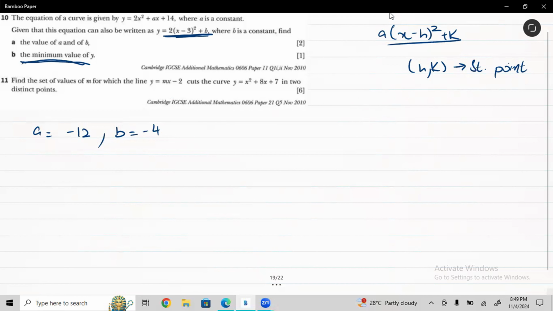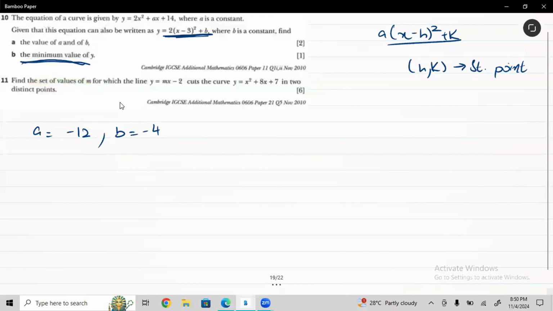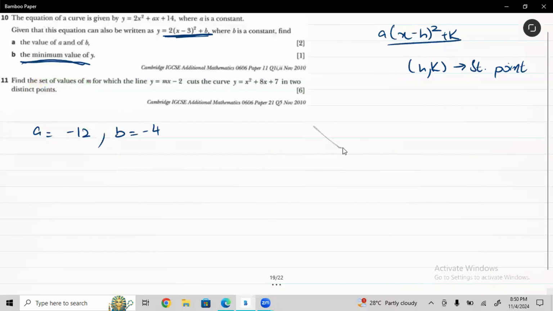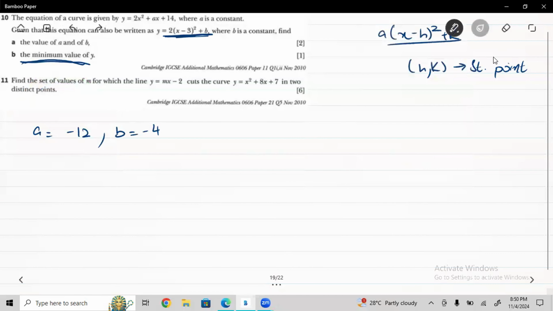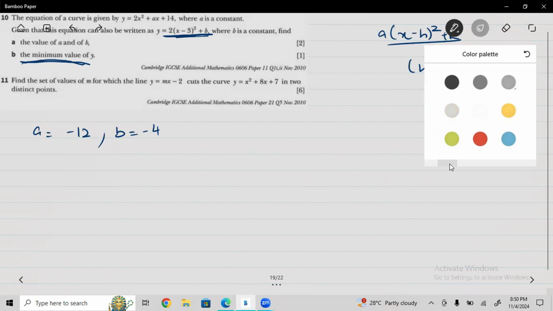And when they say the minimum value of y in the question, we already know by the fact that this is going to be, wait a second, I have some problem. So we already know that this is going to be the minimum point. Oh, sorry, wait a second, let me just change the color.